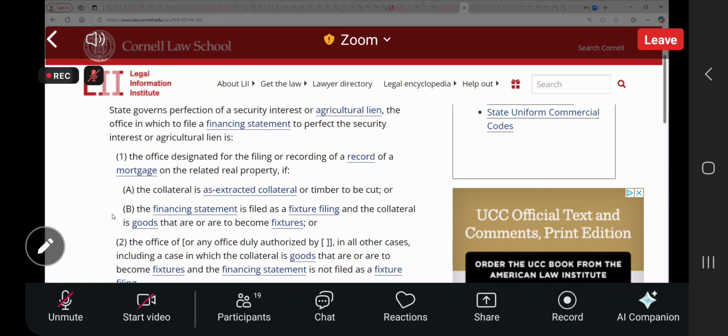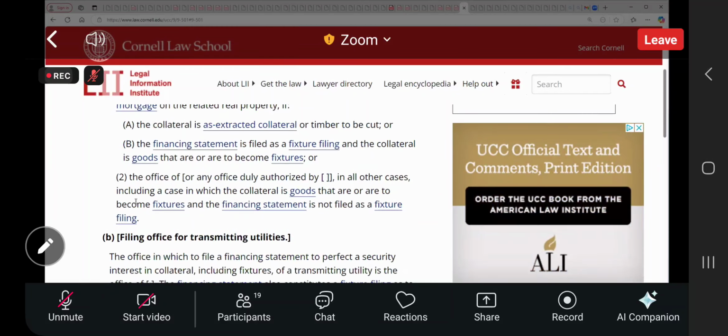So wherever the mortgage is, you want to file a UCC in that state, and you want to record that UCC in that county where the mortgage is located. All right, that's what it's telling you in so many words. The collateral is as-extracted collateral or timber to be cut, or B, the financing statement is filed as a fixture filing and the collateral is goods that are to become fixtures. So B will be what you will file it on because the fixture filing is the collateral is goods. The goods is our assets. So we meet the requirement.